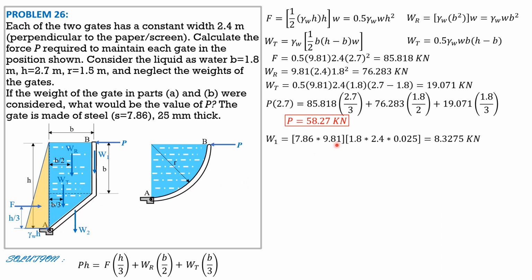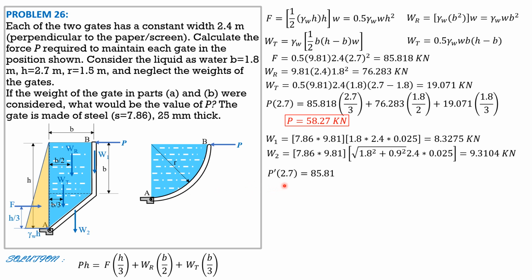While for weight 2 is 7.86 times 9.81, specific weight of steel times volume of this gate, which is the inclined length of this gate, square root of B square plus 0.9 square, H minus B is 0.9, then times 2.4 perpendicular to the board times thickness 0.025. So W2 is 7.86 times 9.81, square root of 1.8 square plus 0.9 square times 2.4 times 0.025. That's the volume of this gate here. So 9.3104 kilonewtons. So summation of moment about A equals 0.